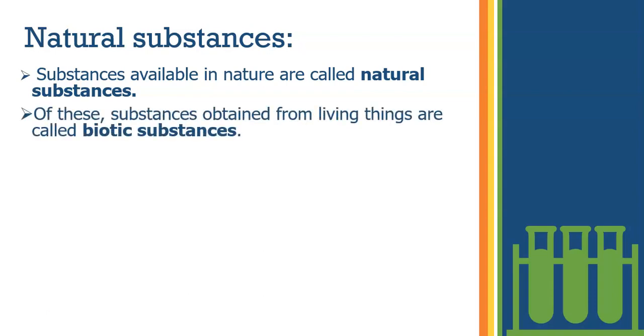Of these, substances obtained from living things are called biotic substances. So whatever natural substances we find around us, which we get from living things, that means plants or animals, are called biotic substances.